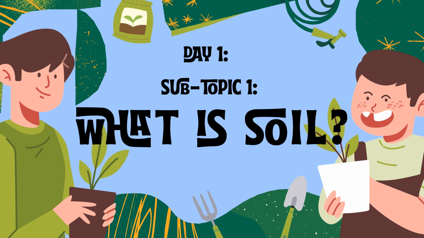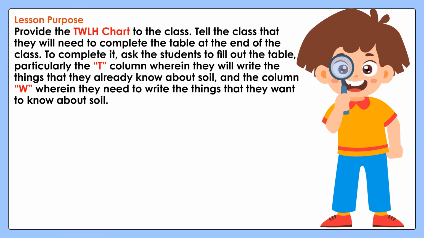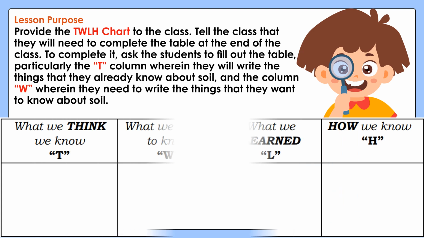Day 1, Subtopic 1, what is soil? Lesson purpose. Provide the TWLH chart to the class. Tell the class that they will need to complete the table at the end of the class. To complete it, ask the students to fill out the table, particularly the T column, wherein they will write the things that they already know about soil, and the W column, wherein they need to write the things that they want to know about soil.